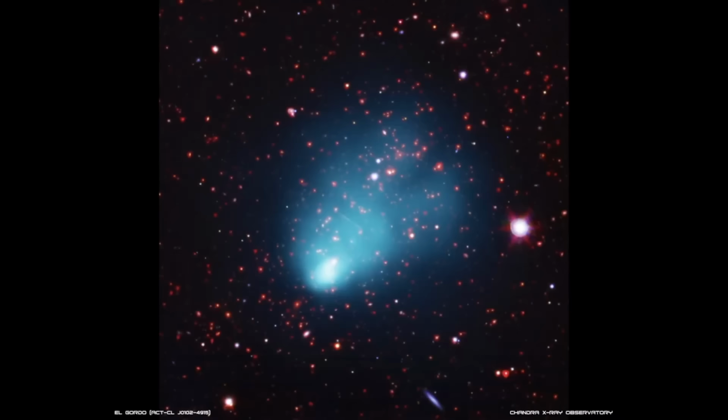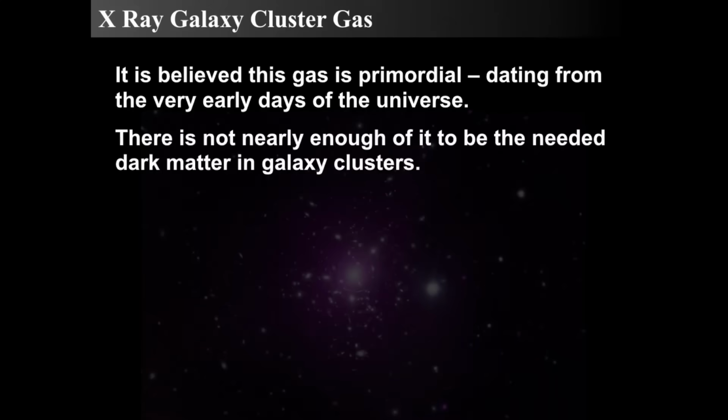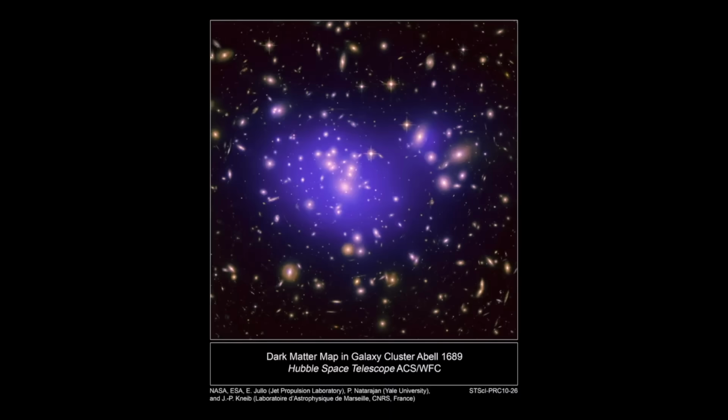And this is called the El Gordo, which is another X-ray emitting galaxy cluster, and we have other galaxy clusters such as G351.03. Well, very interesting names in X-ray. But we also think that much of the gas is primordial, meaning it dates from the early days of the universe, 13.6 billion years ago, 13.4 billion years ago. But there's not enough in it to come from the galaxy clusters themselves.